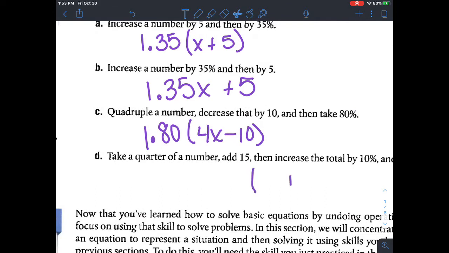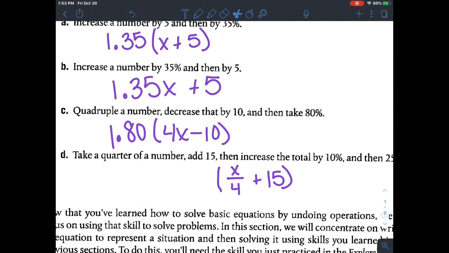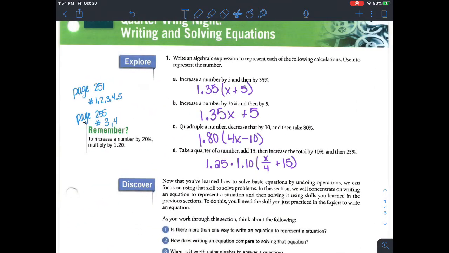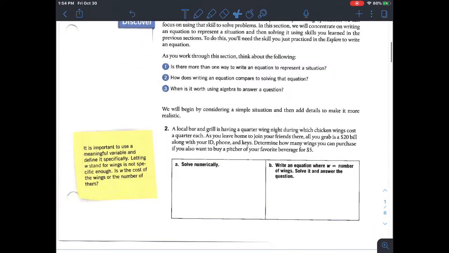Okay, next we're going to take a quarter of a number. So we're going to divide some number by 4, a quarter of it, so 25%. Add 15, so plus 15, then increase the total by 10%, and then increase by 25%. Okay?